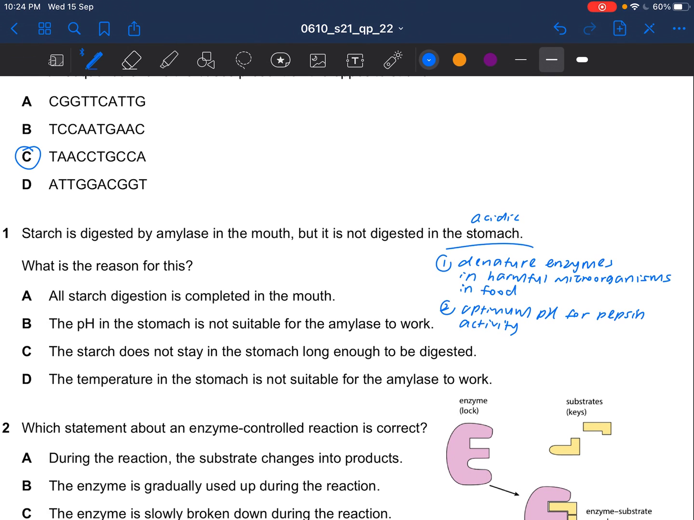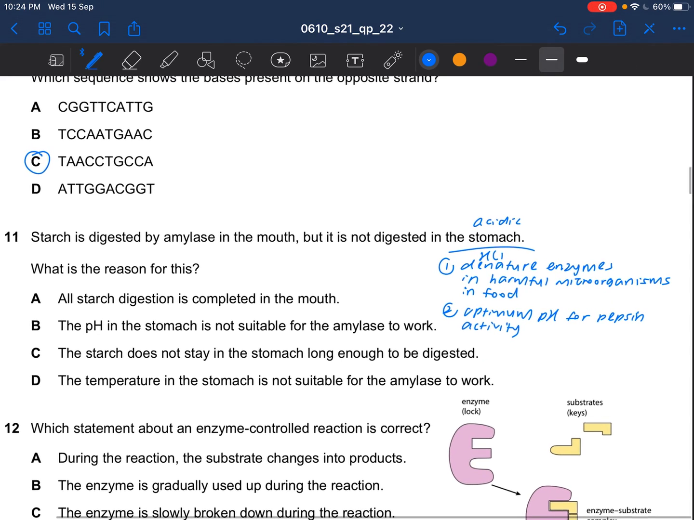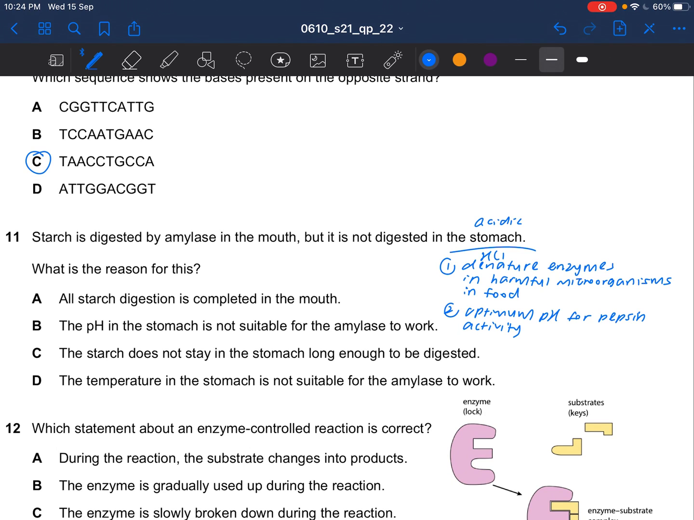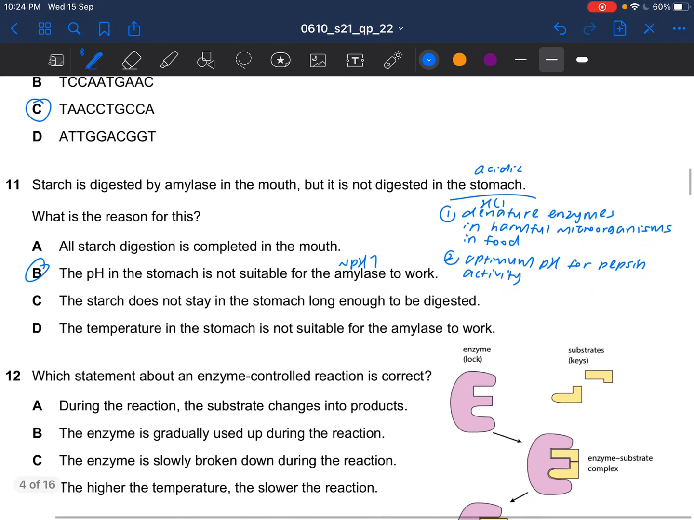So the answer should be B, the pH in the stomach. It's not suitable for the amylase to work. Amylase has an optimum pH of 7, so it will be way too acidic for amylase to work.